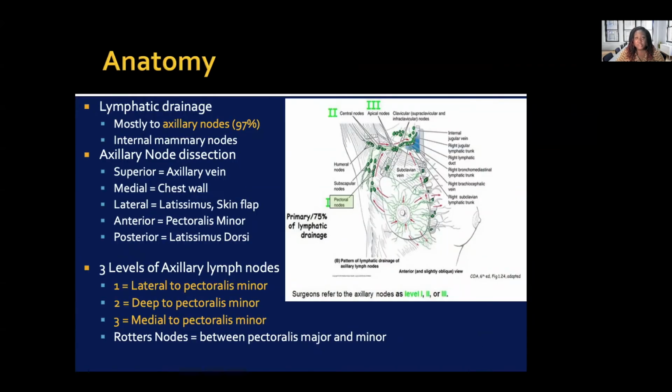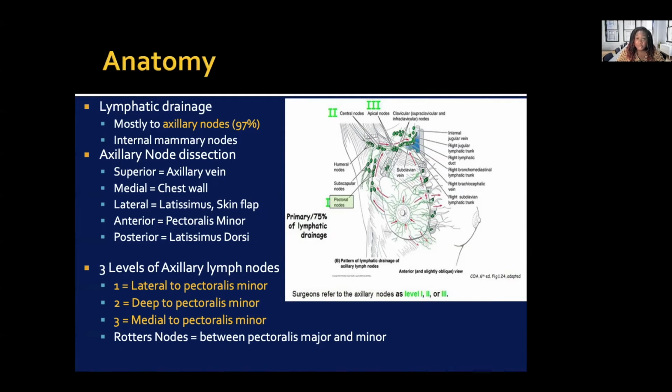Lymphatic drainage is mostly to the axillary nodes, about 97% of the time. You can also have drainage to the internal mammary nodes, the supraclavicular, and the cervical nodes. So it's important to pay attention to these areas during your physical exam. Axillary node dissection involves identifying the different borders and aspects of the axilla. So you want to look for the axillary vein that we discussed, the chest wall, the latissimus dorsi, the lateral skin flap, the pectoralis minor, and the latissimus dorsi wrapping around posteriorly.